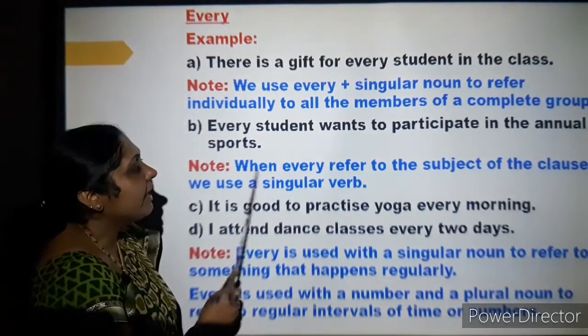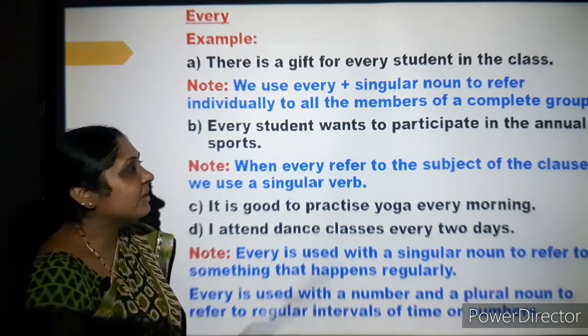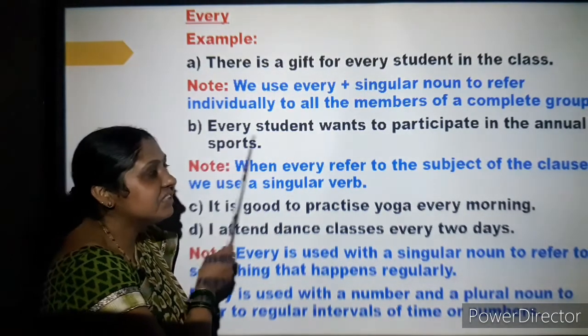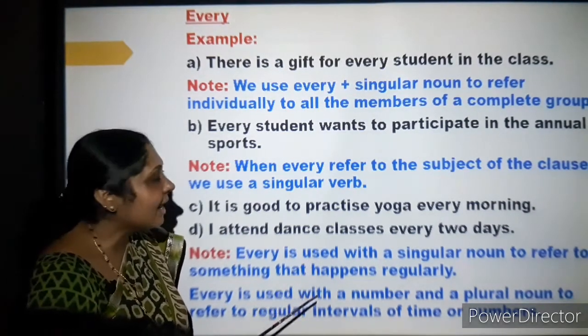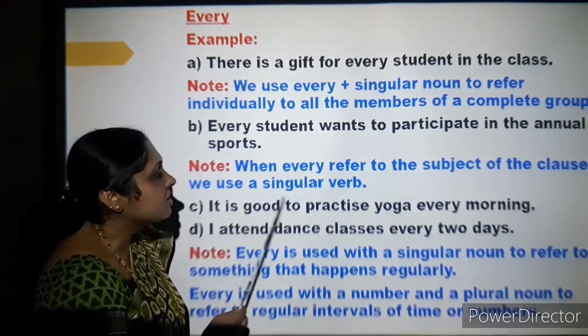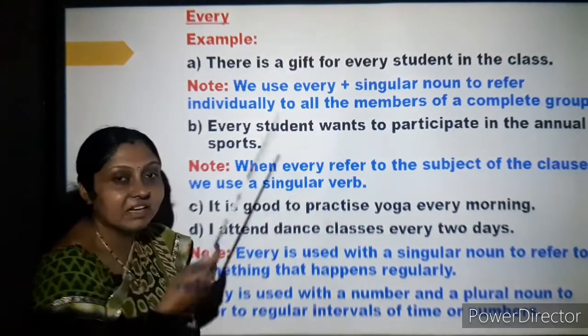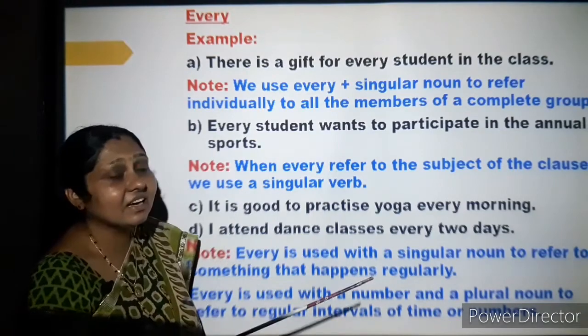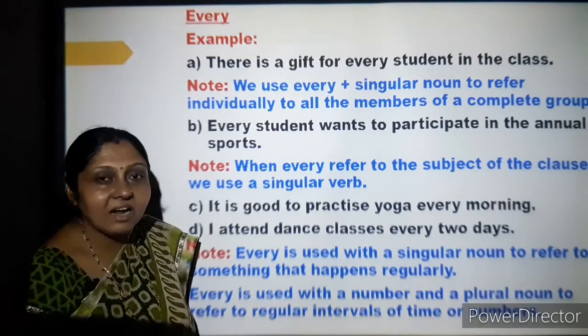Now, when every refers to the subject, so it is referring to the subject of the clause, every student. So at that time what happens? We use a singular verb. Even though you are talking about everyone in the class, it will take the singular verb.